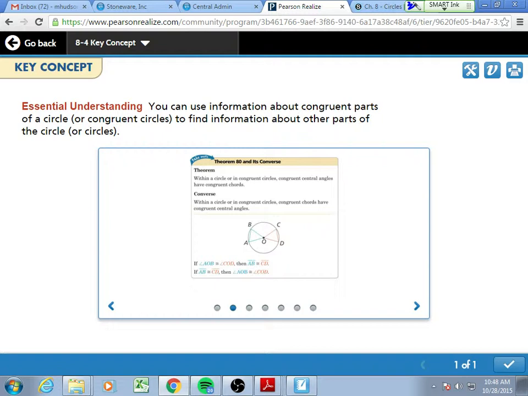So now we have the same theorem essentially, except now it's talking about the chords as opposed to the arcs being congruent.